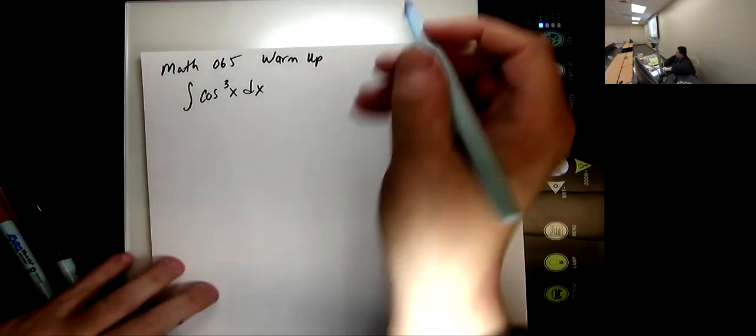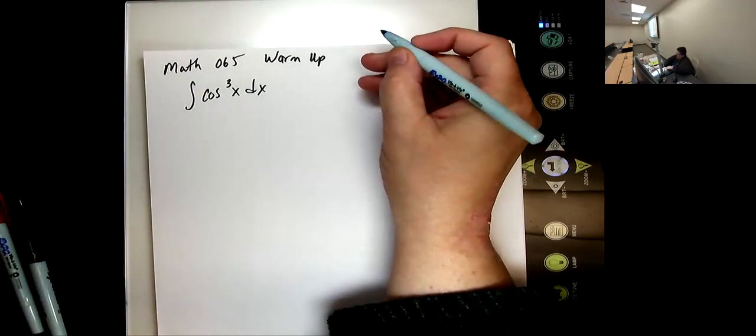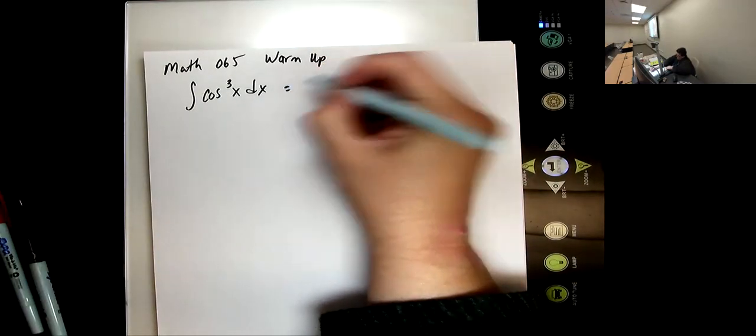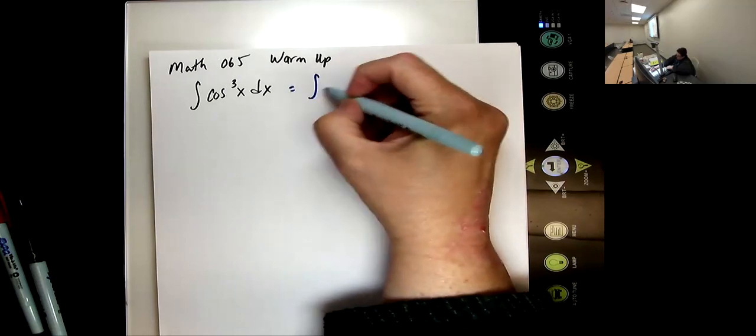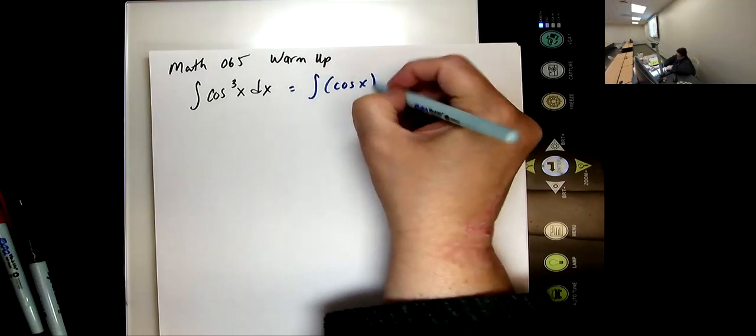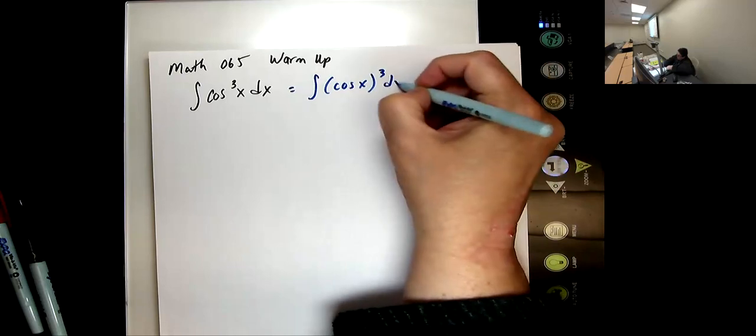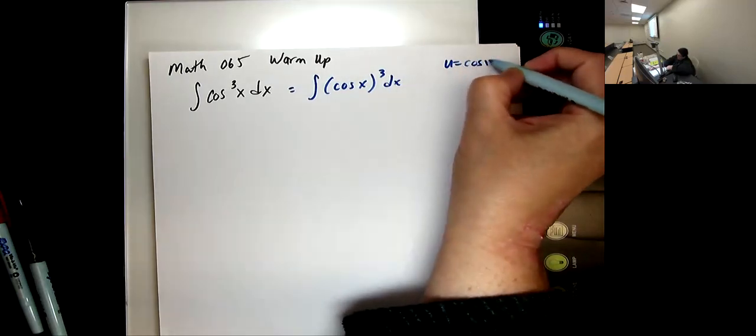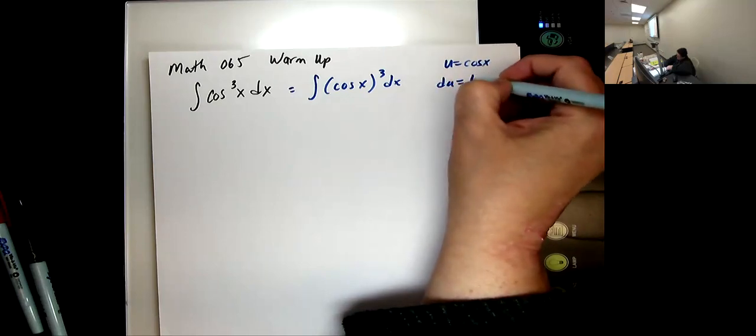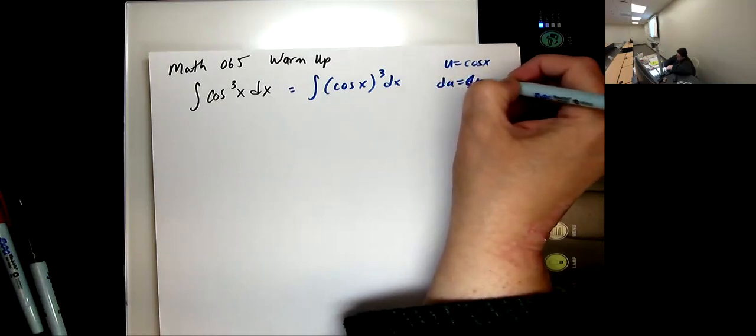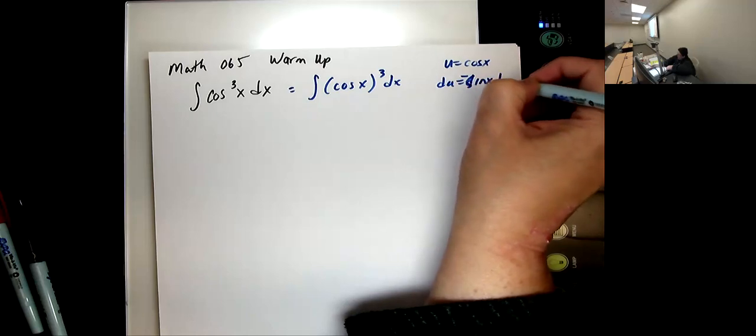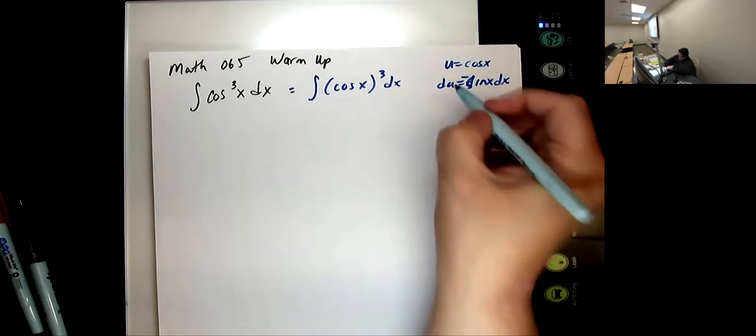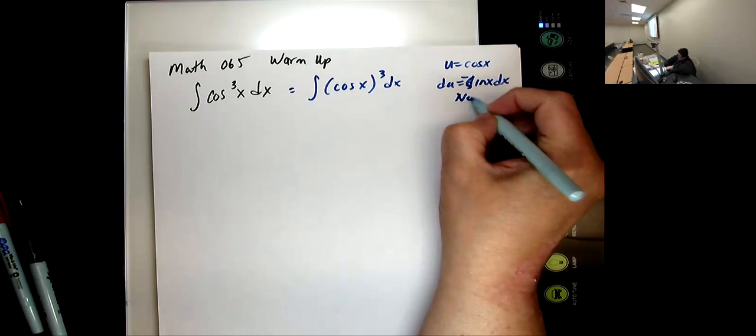And to point you in the right direction, because you may not ever get this. This is cosine x cubed. And if you try doing u equals cosine x, du equals sine x or negative sine x dx, we don't have a sine x in here, so this doesn't work. That's a no-go.